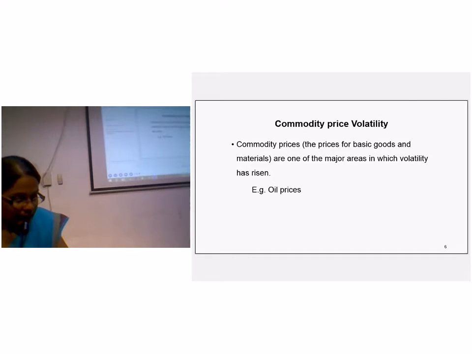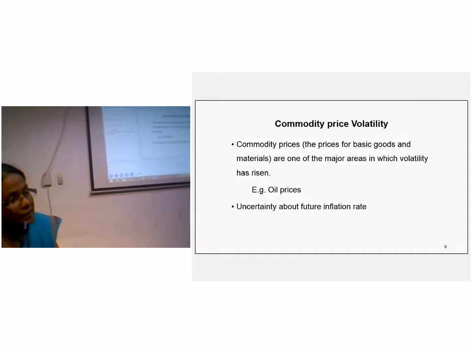The other one is uncertainty about the future inflation rate. What do you mean by inflation? So those who have joined online, you can.